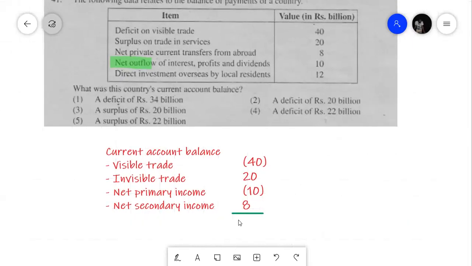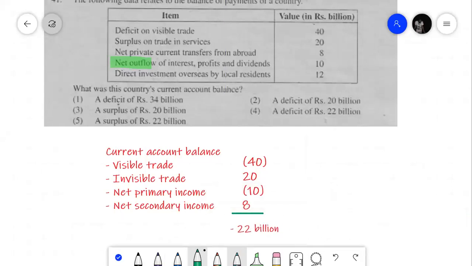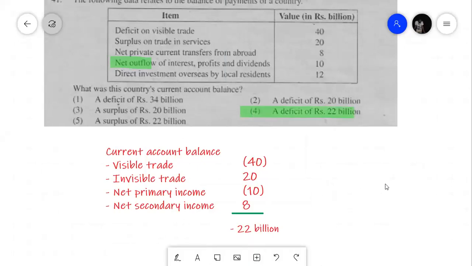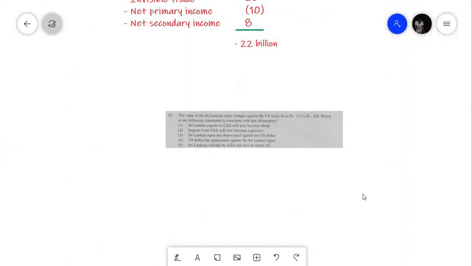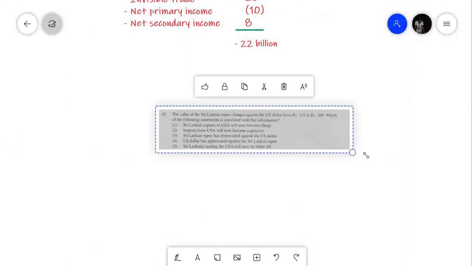Yeah, okay. So that has to be your answer. So you get a minus 22 billion. So your answer has to be a deficit of 22 billion. Is that okay? Yeah. So you end up with answer number 4. Okay, right. That's 41. Okay, there's 42 now. That's also an interesting question.